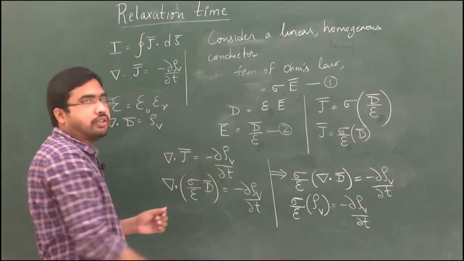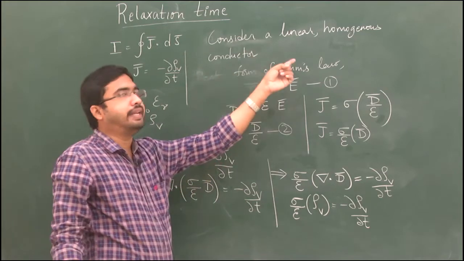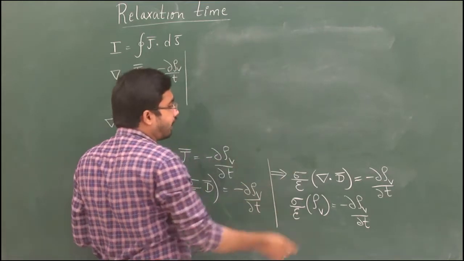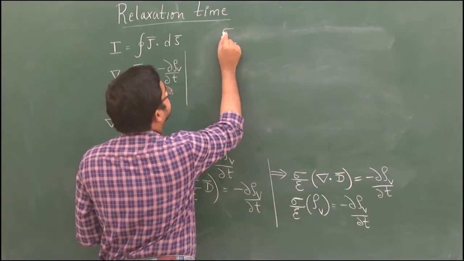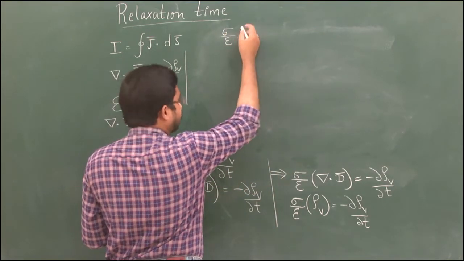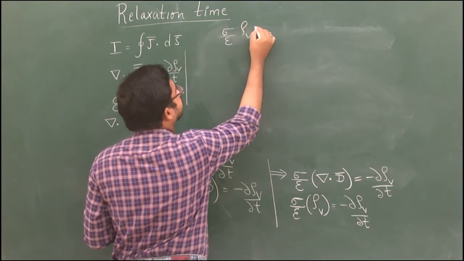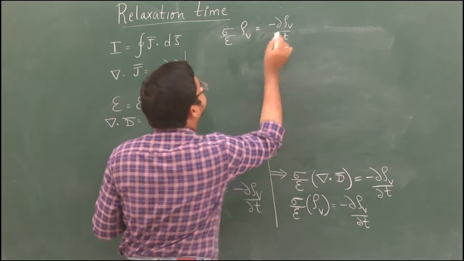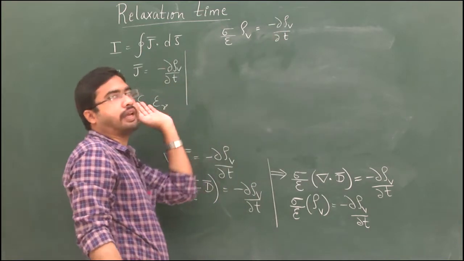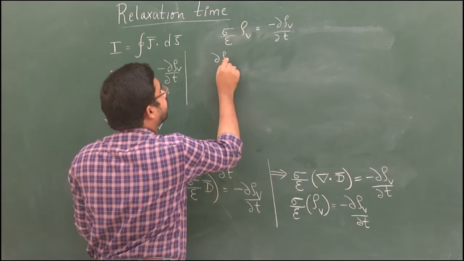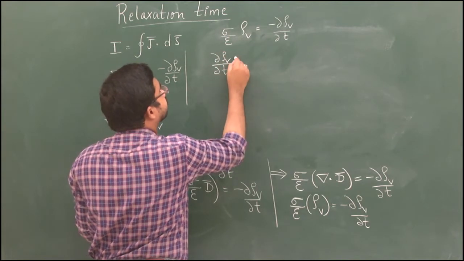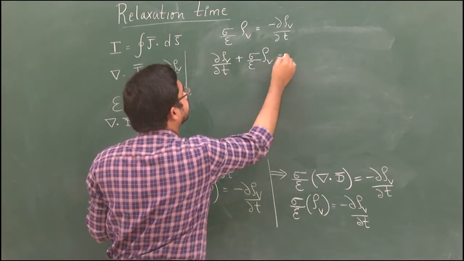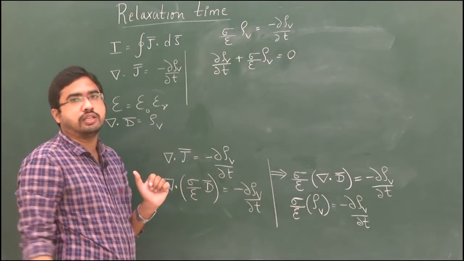All this derivation is valid for a linear homogeneous conductor. So what is the final equation? Sigma by epsilon rho v is equal to minus dou rho v by dou t. Bringing this to the left hand side: dou rho v by dou t plus sigma by epsilon rho v. So this is the first order differential equation.